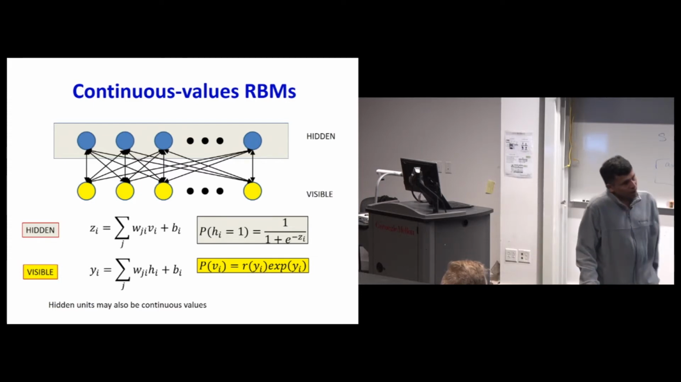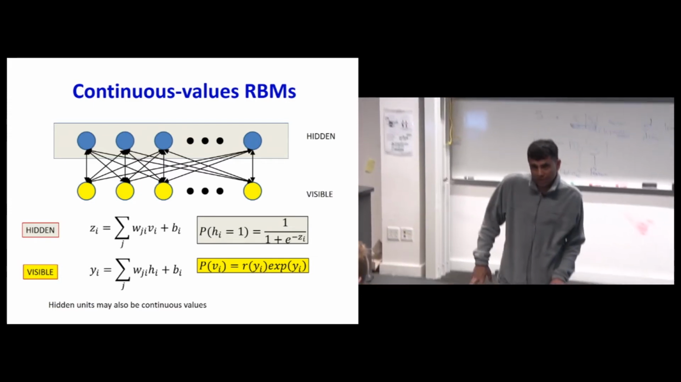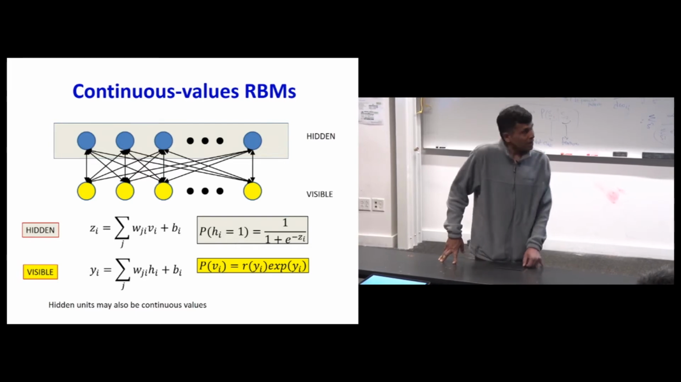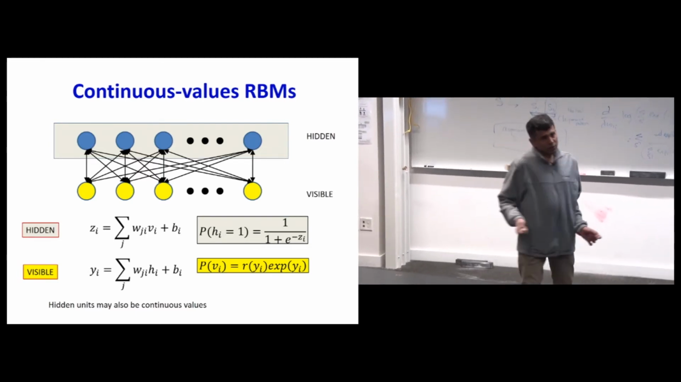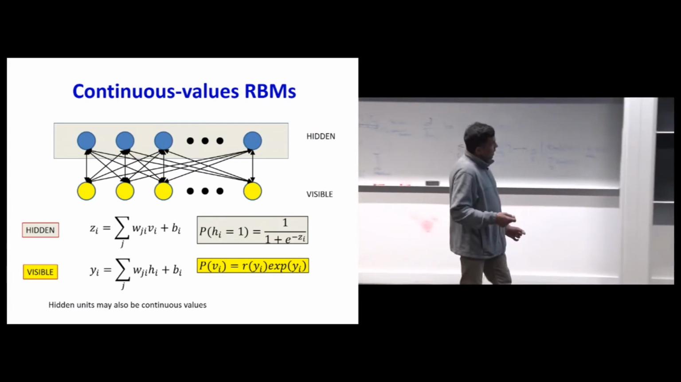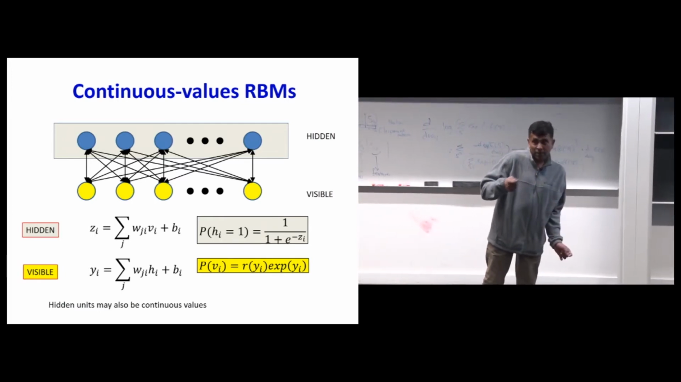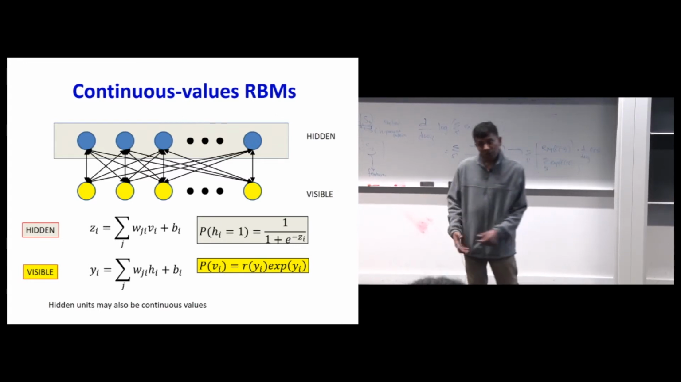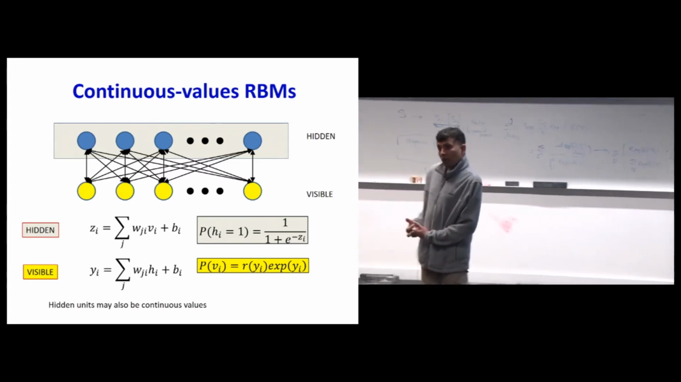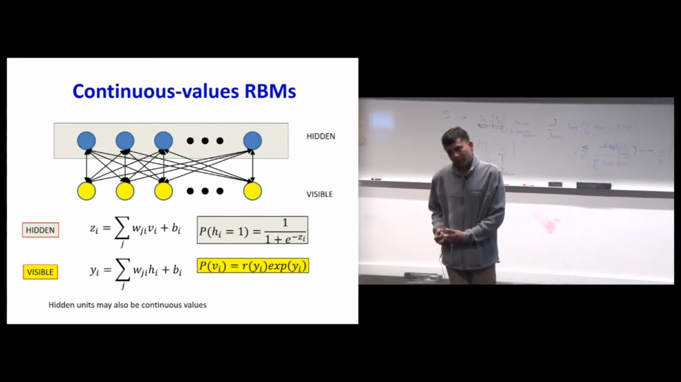Now these things can be extended to continuous valued models, and the way they would do it is you can just attach a Gaussian to every visible unit, where the parameters of the Gaussian, the mean and the variance, could be learned, and then you get this restricted Boltzmann machine, which is a very complex generative model, but yet very simple in its structure.